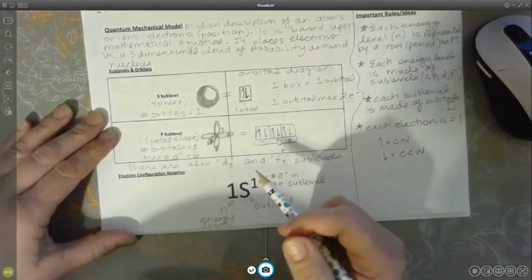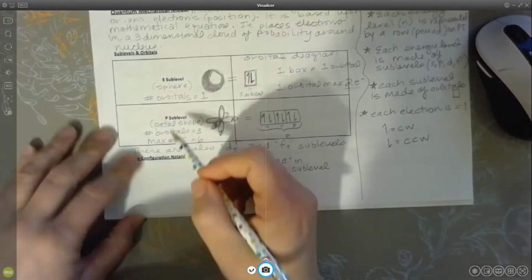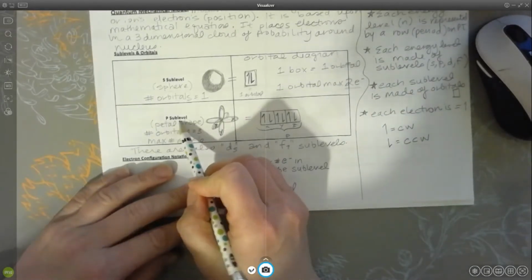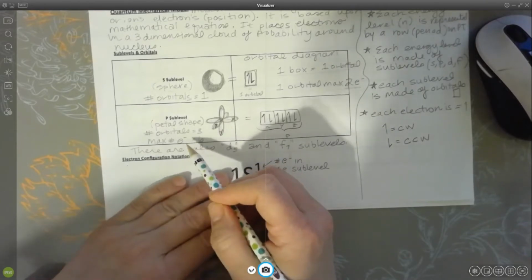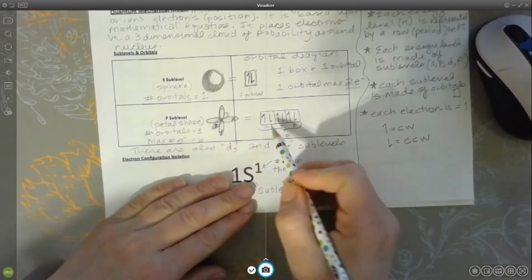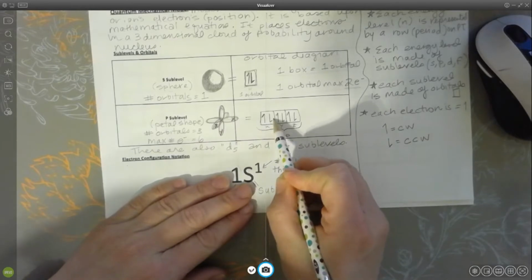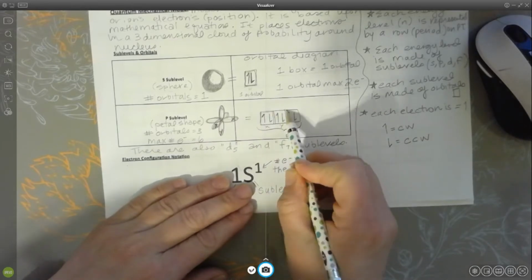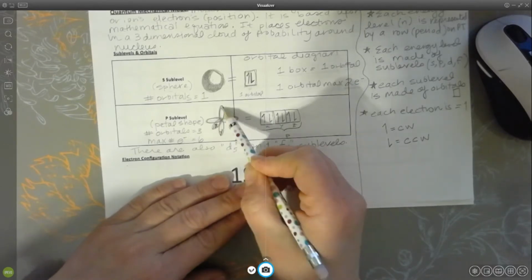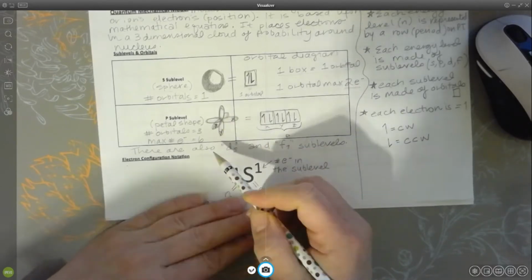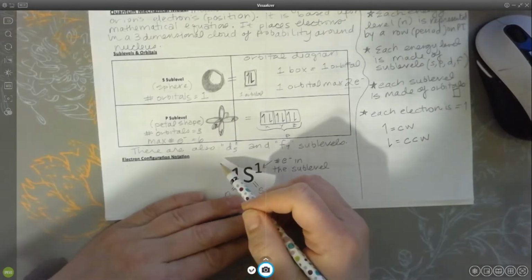So the second sublevel that we mentioned last class was the p sublevel. I call that the petal shape. And we noted that there are 3 orbitals. And so we draw 3 boxes, 1, 2, 3. And it's got an X, a Y, and a Z component. Take a look at this video.